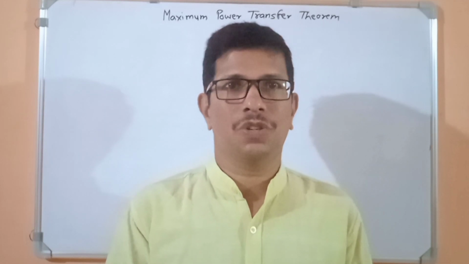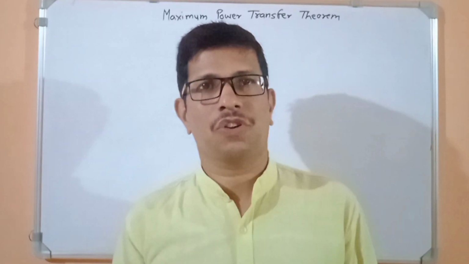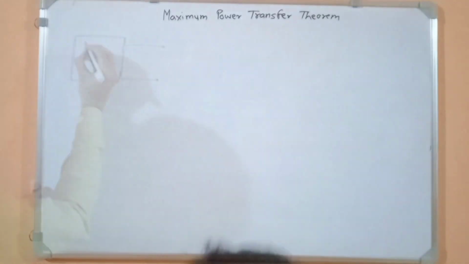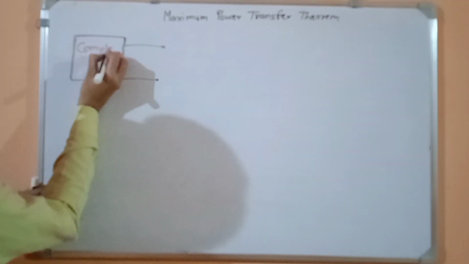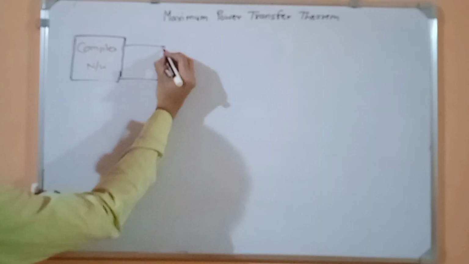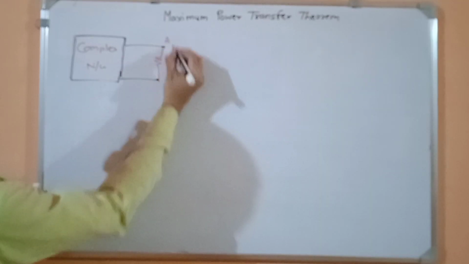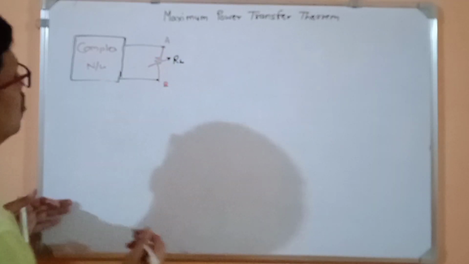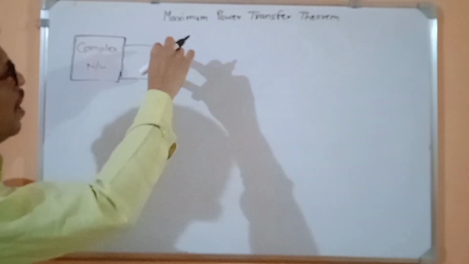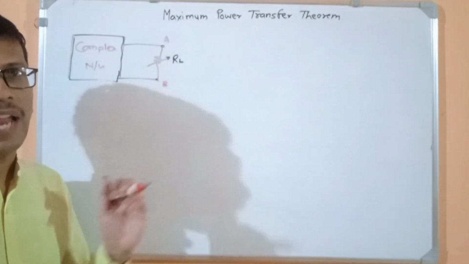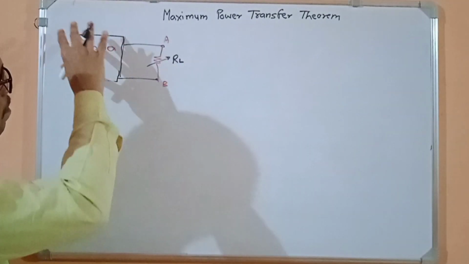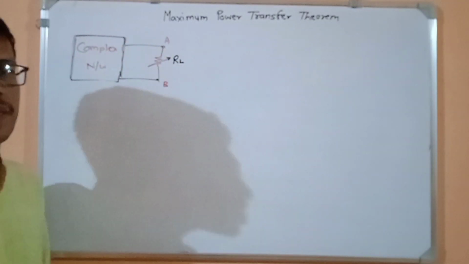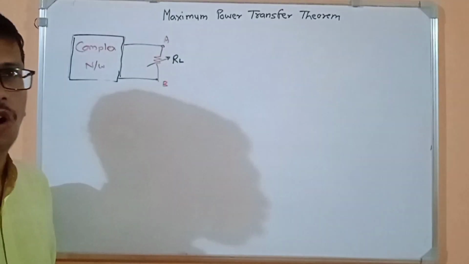So any complex network, a given electrical or electronics network, and the load is connected to it. So we will draw it first. So this is any complex network. At the two terminals of this network we have the load. So the basic aim is what? This load should consume the maximum power from this complex network or sources available in that complex network.